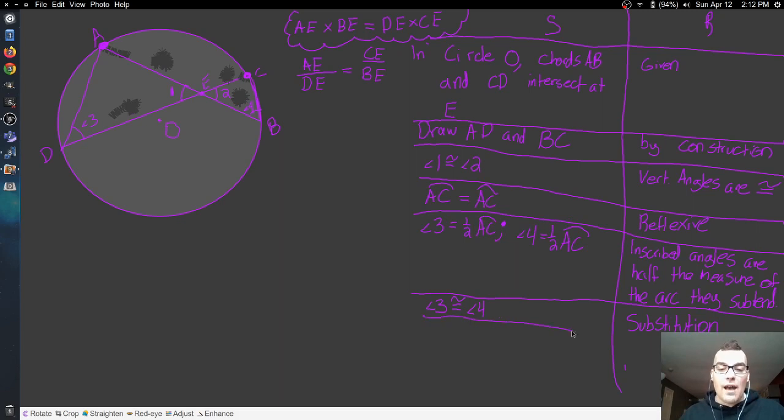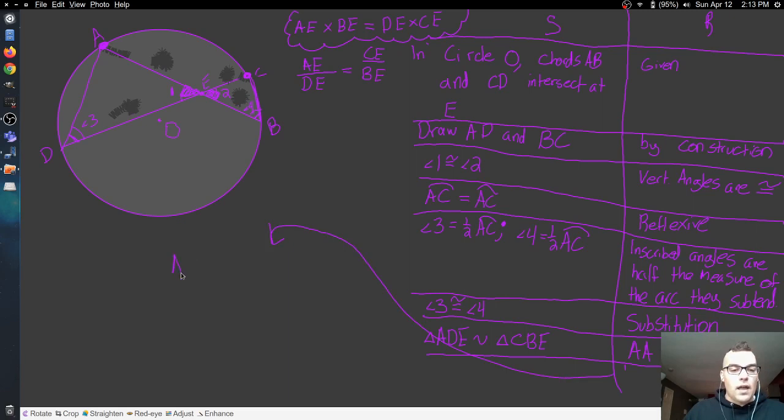Now that I have, in these two triangles, this pair of angles that were congruent, and now I've also got this pair of angles that are congruent, I can say that triangle ADE is similar to triangle CBE by angle-angle. The most common way we always show that two triangles are similar. Since I know those two triangles are similar, I'm going to continue my proof right up here.